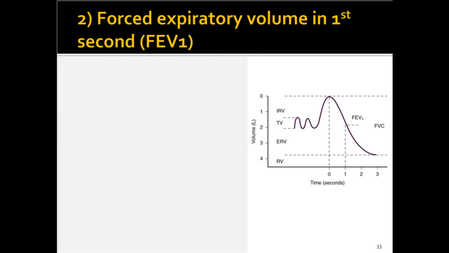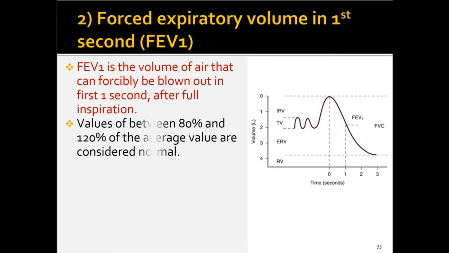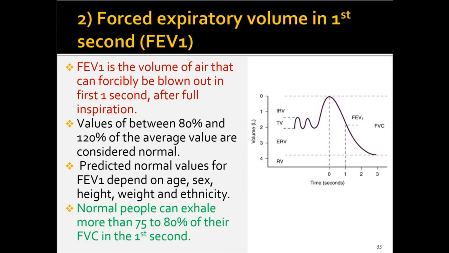2. Forced expiratory volume in the first second, FEV1. FEV1 is the volume of air that can forcibly be blown out in the first 1 second, after full inspiration. Values between 80% and 120% of the average value are considered normal. Predicted normal values for FEV1 depend on age, sex, height, weight and ethnicity. Normal people can exhale more than 75 to 80% of their FVC in the first second.